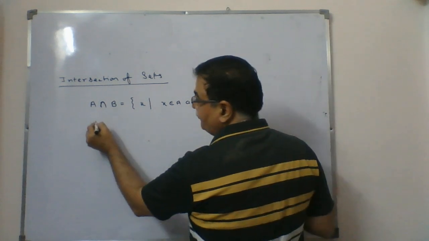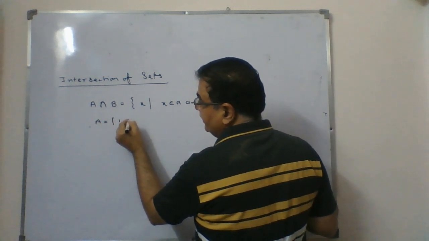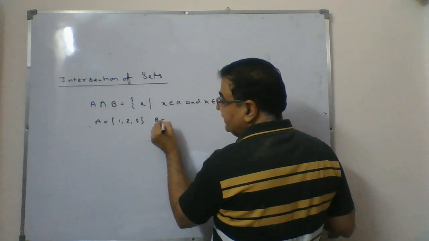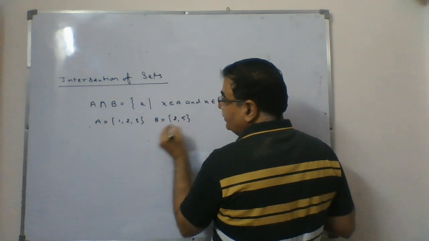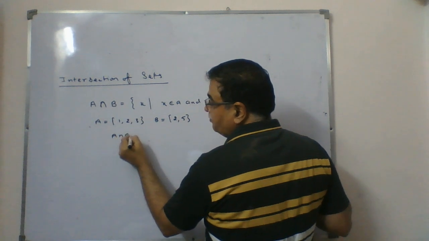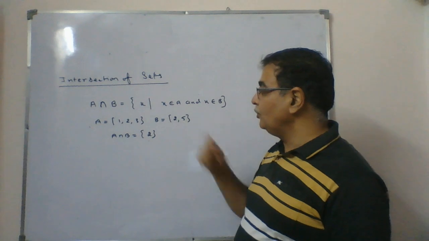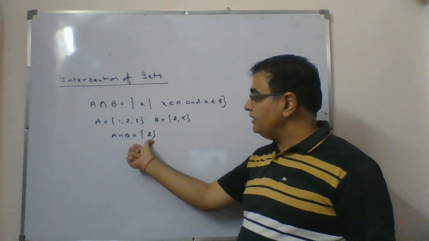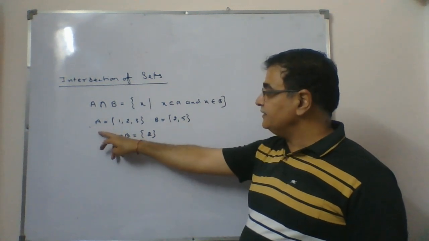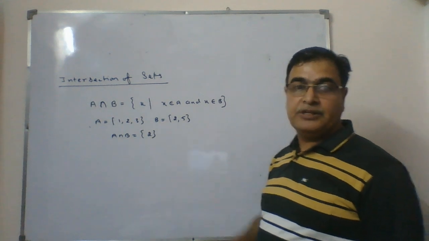For example, if I say one set A is 1, 2, 3, and the B set is 2, 5. Then A intersection B is clearly 2. The common element will be only 2. So A intersection B is only 2. So A is this, B is this, then A intersection B is 2.